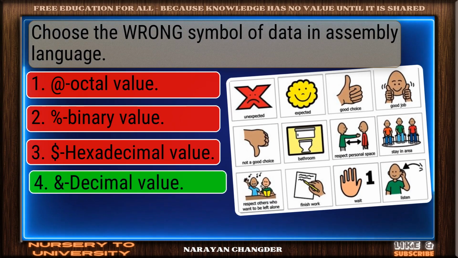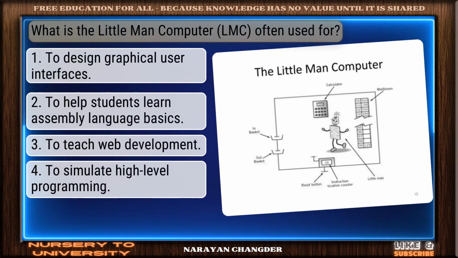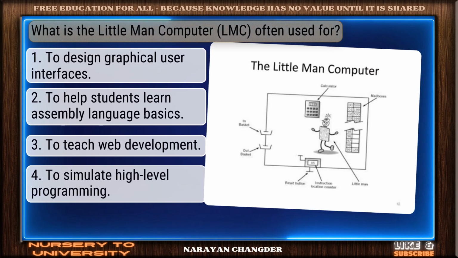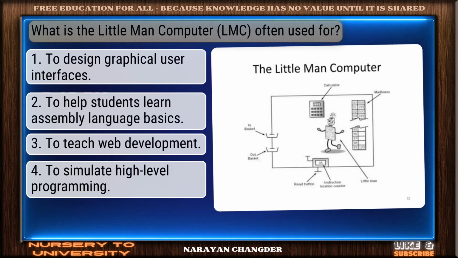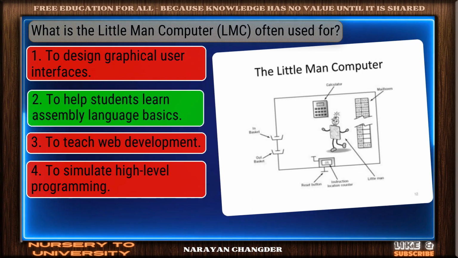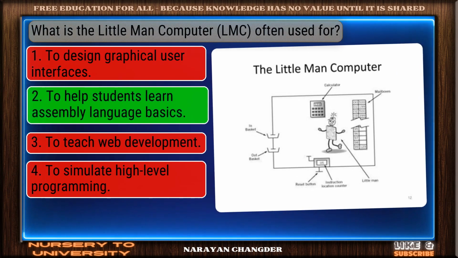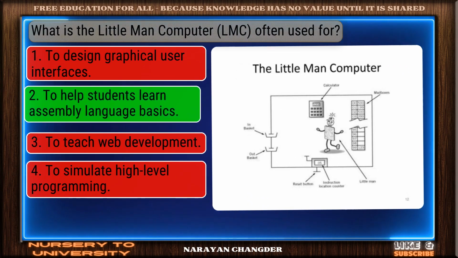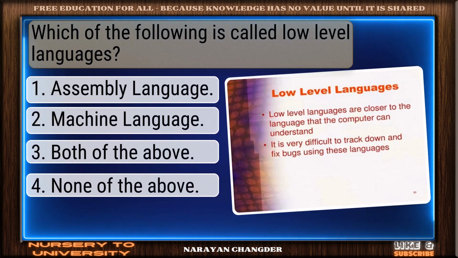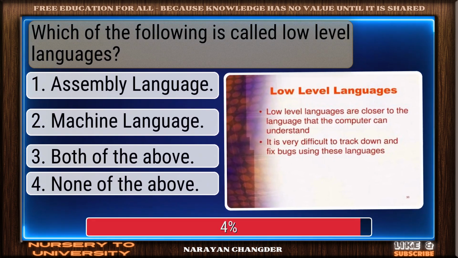Great job. And decimal value is the accurate answer. Question number 45. What is the Little Man computer often used for? Smart move. To help students learn assembly language basics is an accurate answer. Question number 46. Which of the following is called low-level languages?